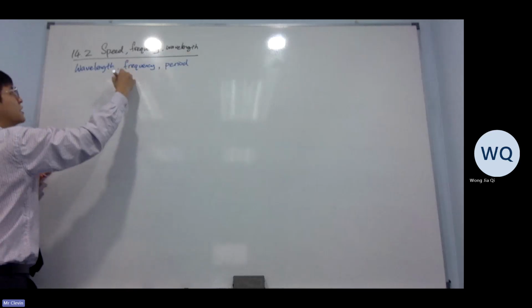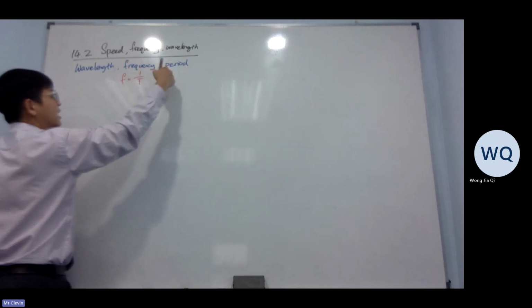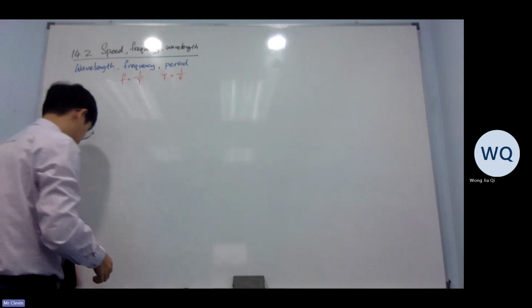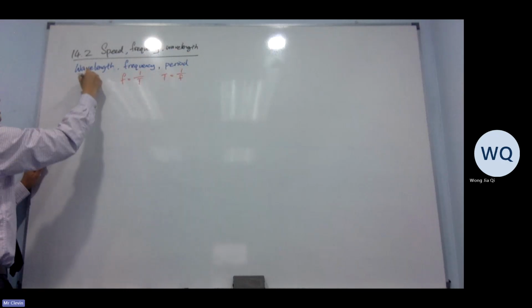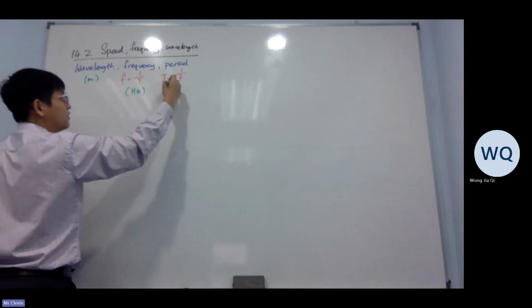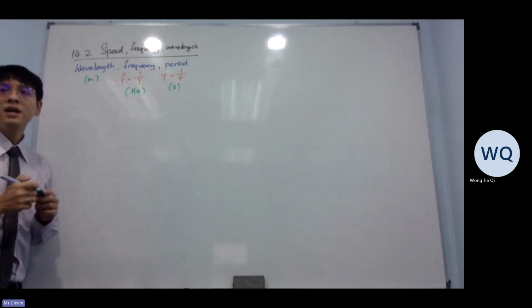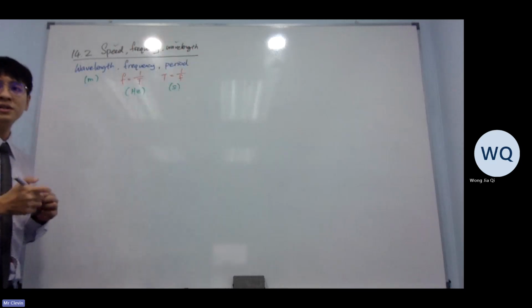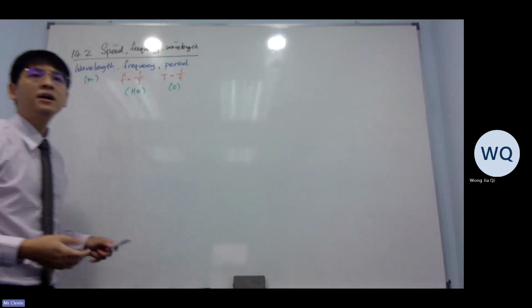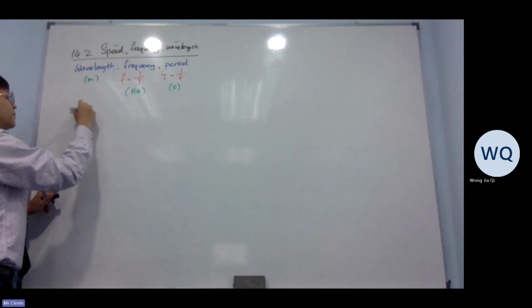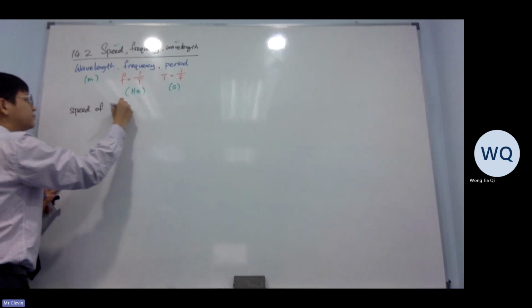The formula for frequency is 1 over T. The formula for period is 1 over F. The unit for wavelength is the meter. The unit for frequency is hertz. And the unit for period is the second. Now it's time to combine these three components together, in a formula for us to calculate the speed of the wave.